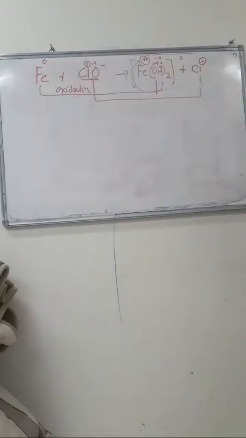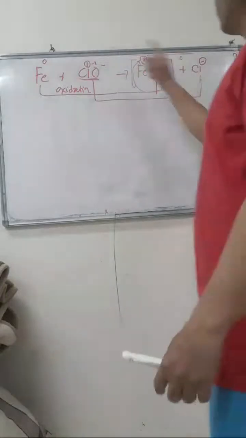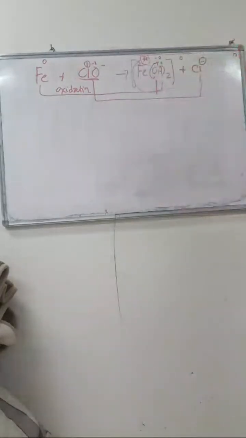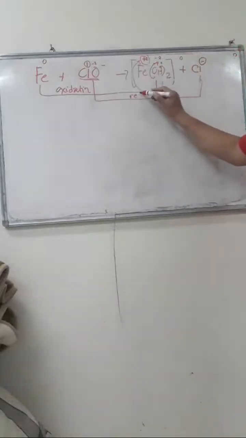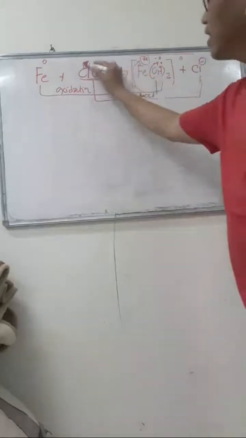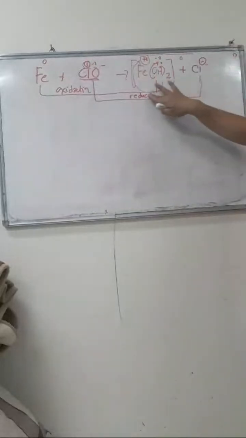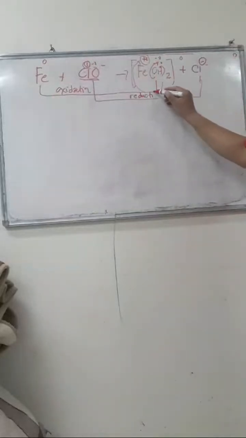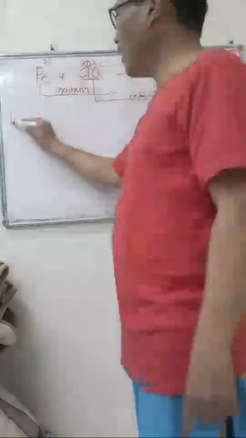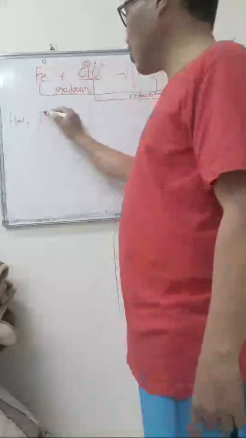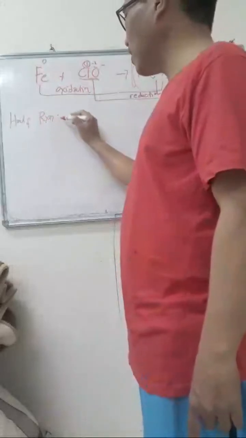Since it goes from 1 to negative 1, it decreased the oxidation number, so it's reduced, reduction, or gain of electrons. See? It becomes negative 1 from positive 1 here. So that's reduction. Now the half reactions: the reduction and the oxidation. So, oxidation.